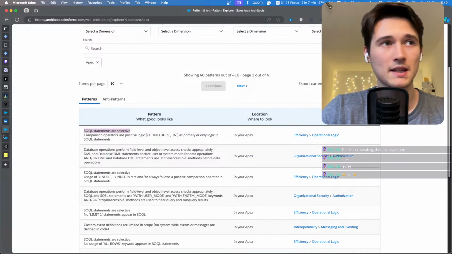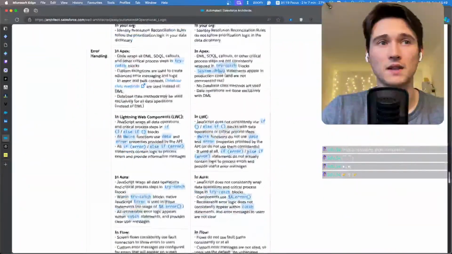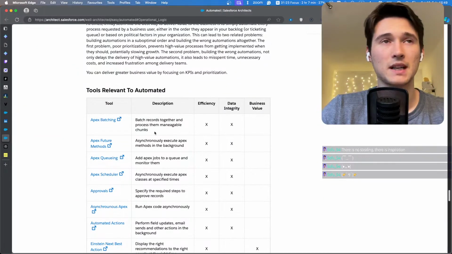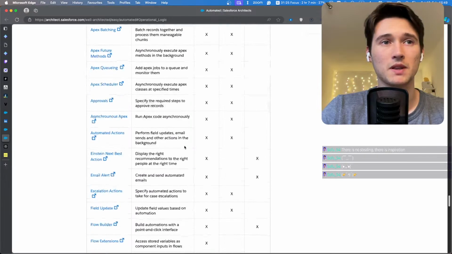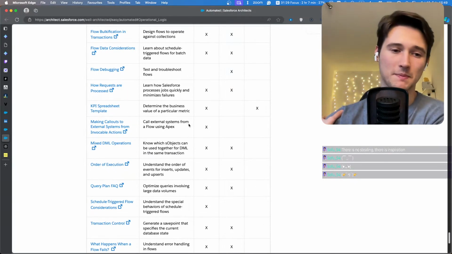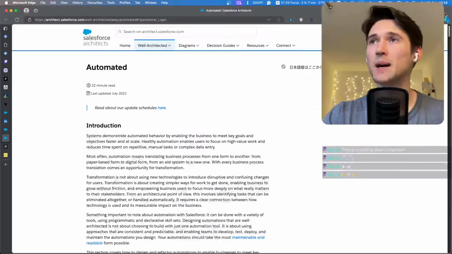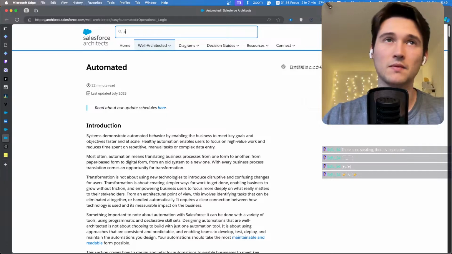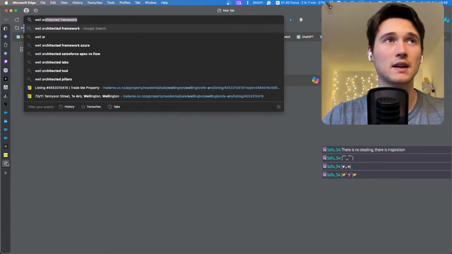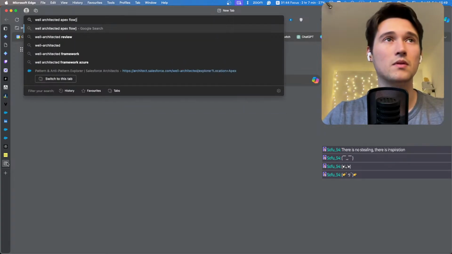they have this huge article. If you go, it's going to take you a lot of time to read, right? But it gives you tools relevant to automate. So it gives you an overview from the Salesforce architecture perspective of what are best practices around architecting. And some of the best articles that I saw there were Apex, Well Architected, Apex Flow.